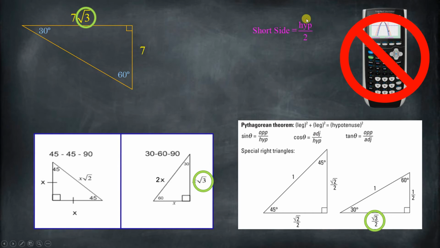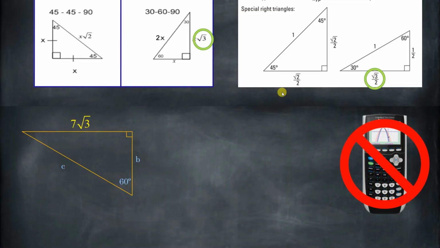Now, let's see if we can go ahead and set up an equation to help us find the hypotenuse. Here's what we know. We know that the short side, which is 7, is whatever the hypotenuse is divided by 2. So it's half, right? So if we set up this relationship right here and plug in the values that we're given, we can solve this. Since I know the short side is actually 7, then 7 is the hypotenuse divided by 2. If I multiply both sides by 2, I see that the hypotenuse is, in fact, 14.